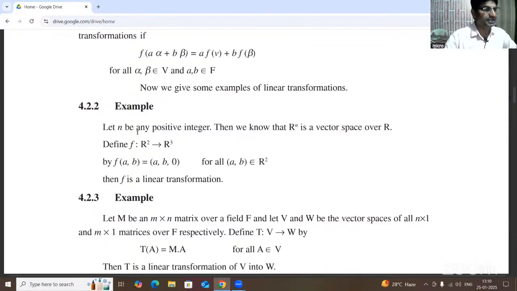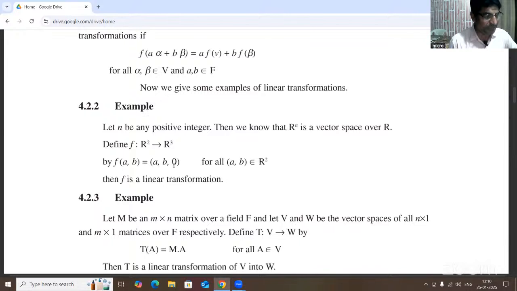Take two vectors: (a1, b1, 0) and (a2, b2, 0). So f of (a2, b2) equals, by the definition, (a2, b2, 0). If f of (a1, b1) equals f of (a2, b2), then (a1, b1, 0) equals (a2, b2, 0).